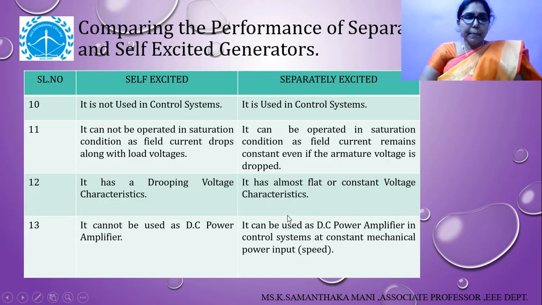And some other comparisons: self-exciters are not used in control systems, whereas separately excited generators probably will be. A self-excited generator cannot be operated in saturation condition as the field current drops along with the load voltage. Separately excited generators can be operated in saturation condition also, as the field current remains constant even if the armature voltage drops. That is all because of separate excitation.